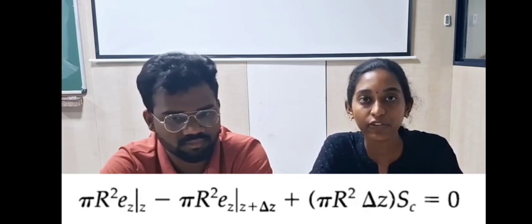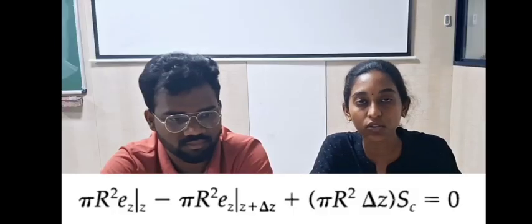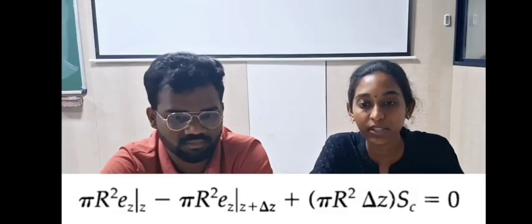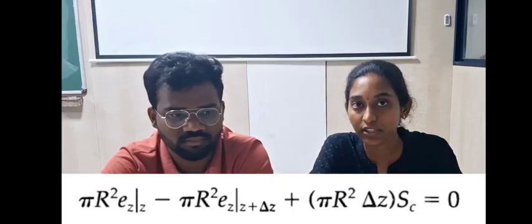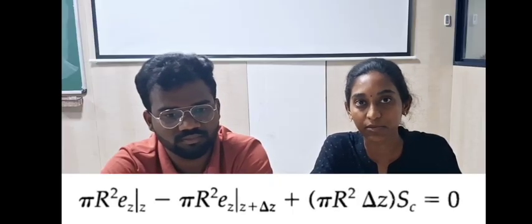So we are considering rate of energy in minus rate of energy out, plus we have SC, which is nothing but the volumetric rate of heat generation, right? So if we multiply it with volume, we will be getting rate of energy. So all the terms are in the same dimensions.